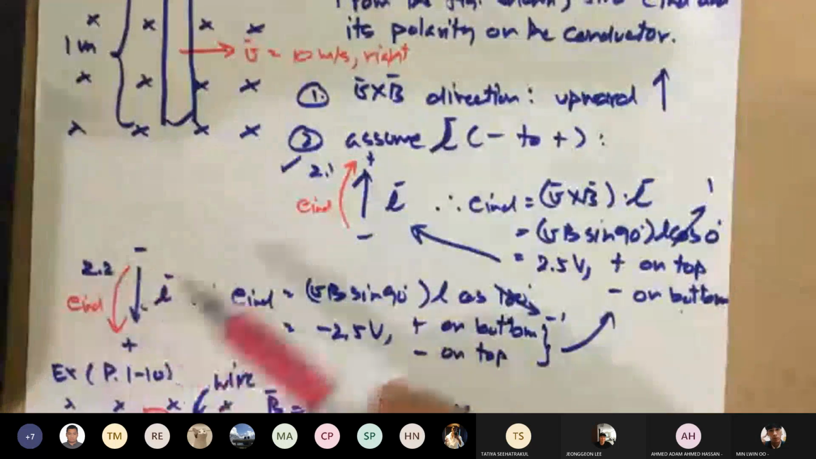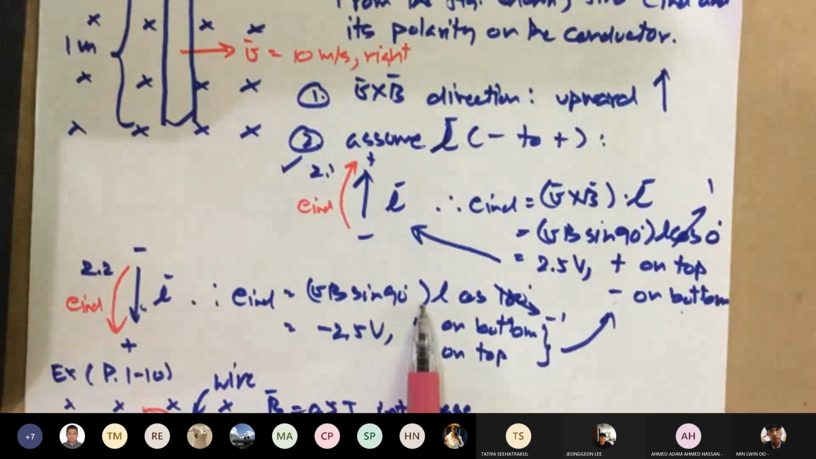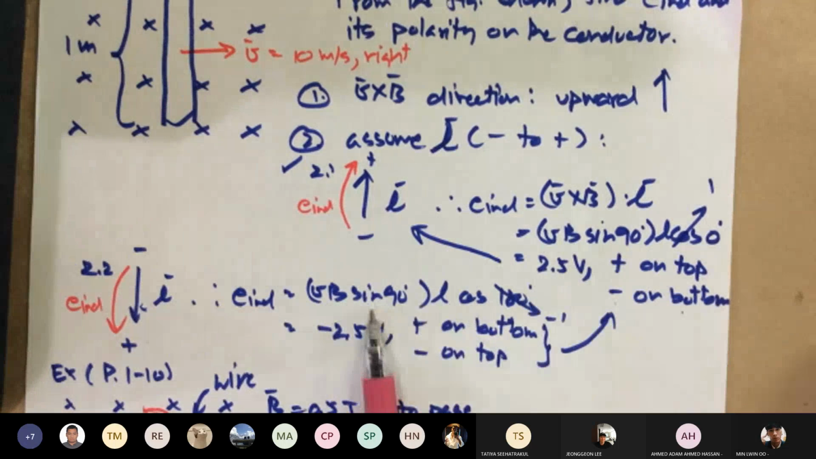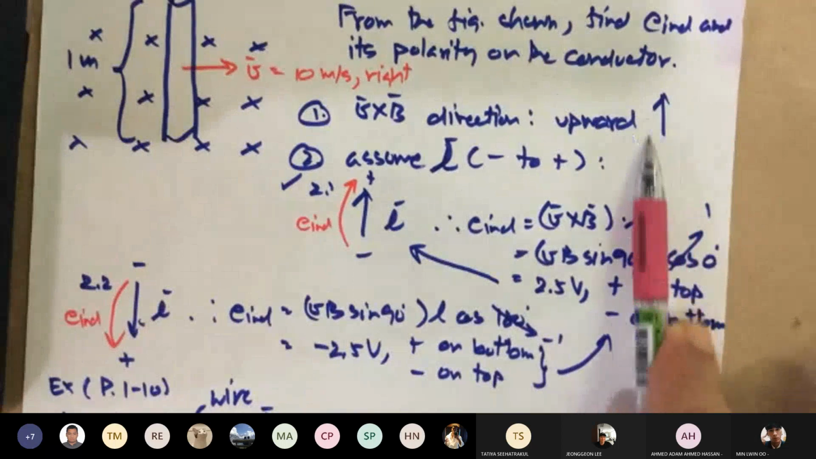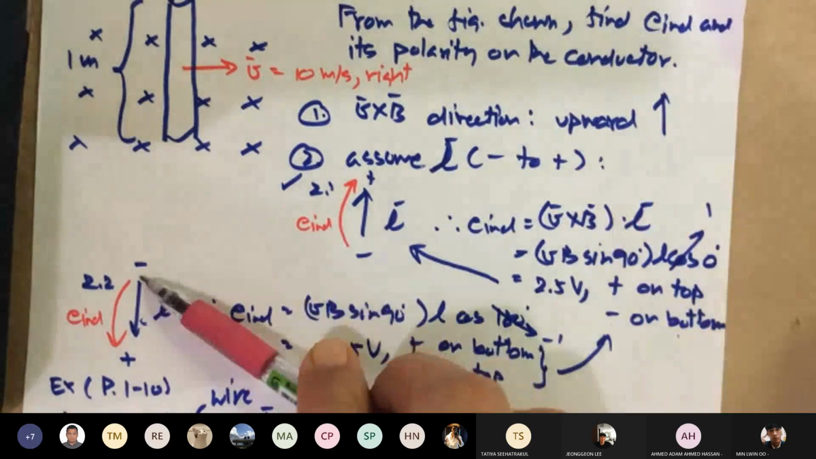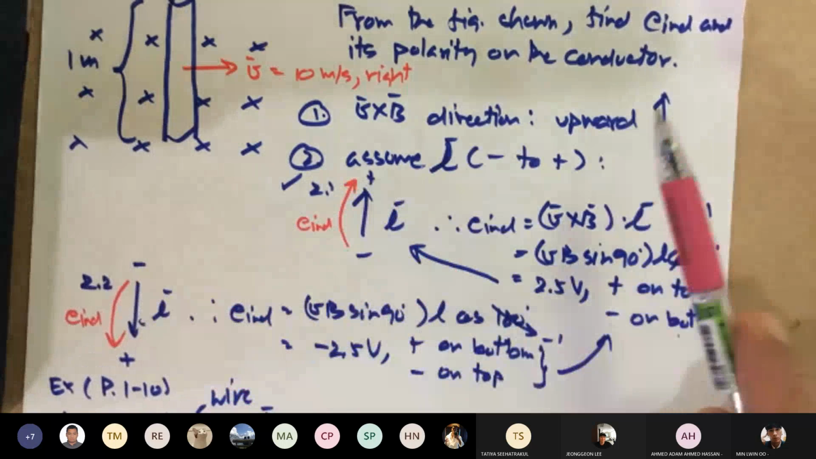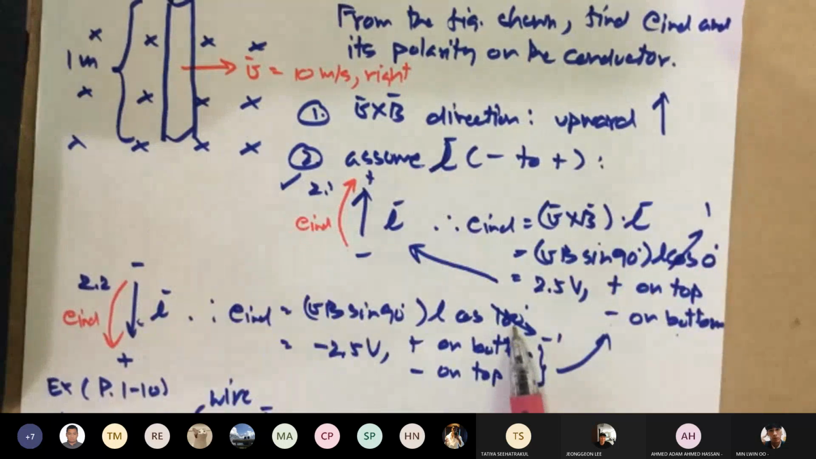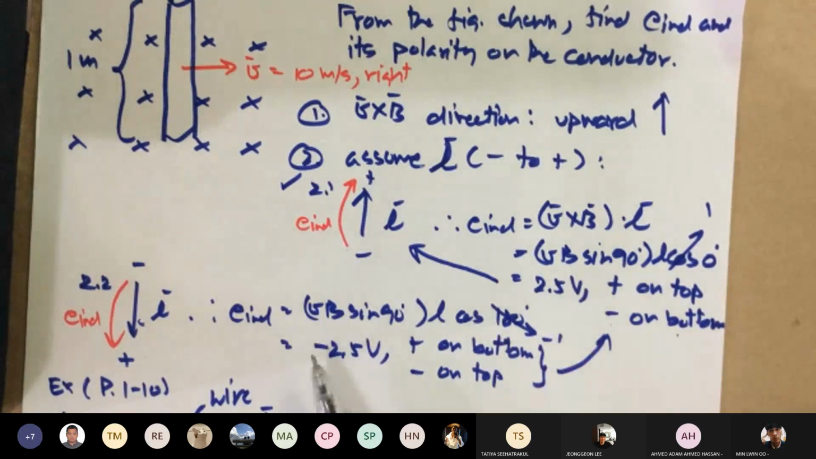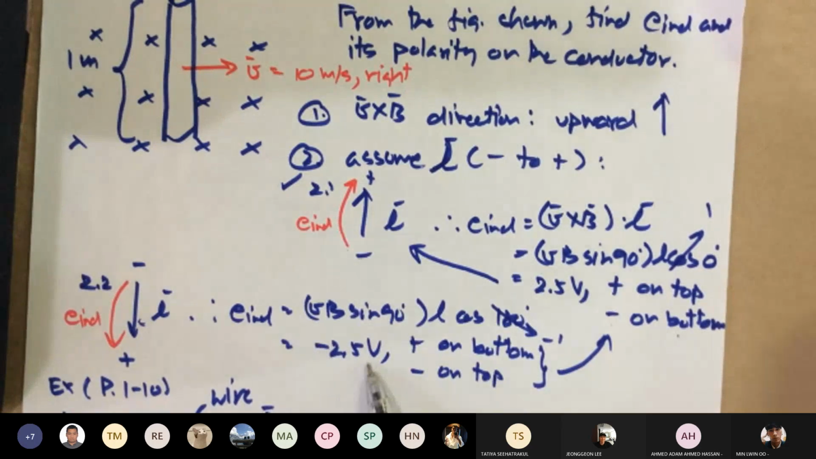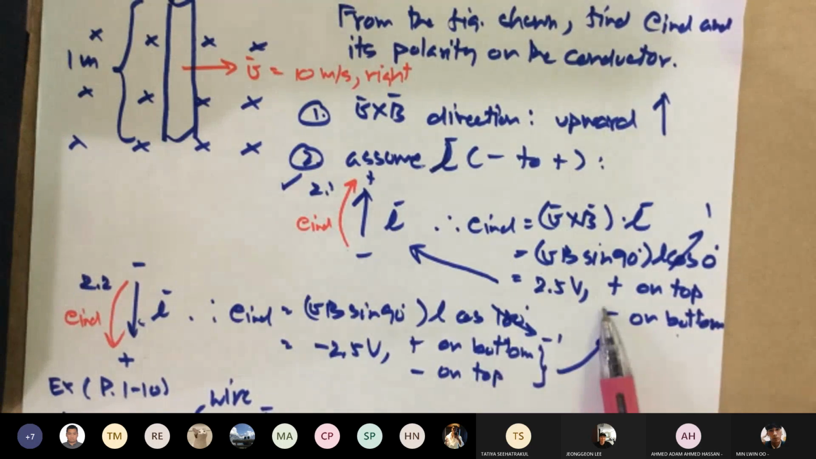Okay, repeat the same process. V cross B doesn't change. The angle between V and B is still 90 degrees. However, the cross product still goes up, it didn't change. The only thing that we did change is L. Instead of going up, like the first assumption, we assume it's down. So the angle between these two becomes 180. The cosine of 180 is minus 1. So the resulting magnitude becomes minus 2.5 volts. Positive on the bottom, negative on the top. Same answer.